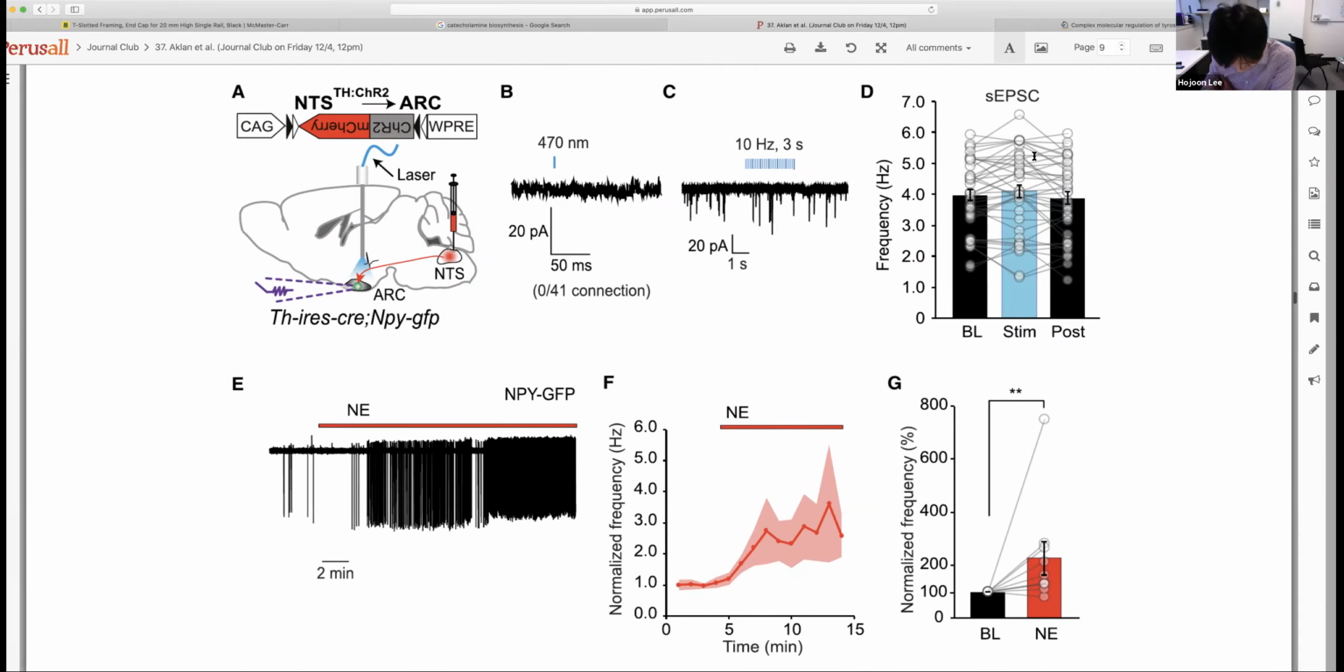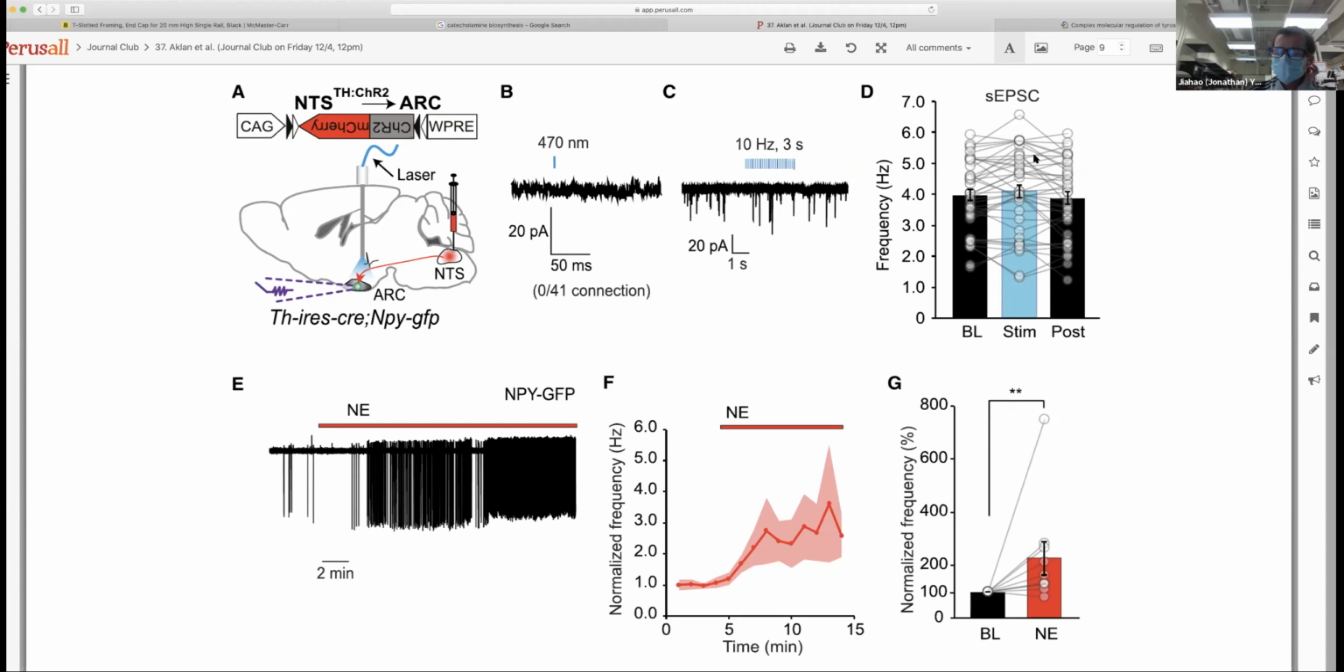So what are they doing here? They were using a different way to characterize the MPS input to ARC. But this time they use a different mouse model, including the MPY GFP neurons, because the ARC is heterogeneous with different cell populations. MPY is one of them. I think TH also is one of them.